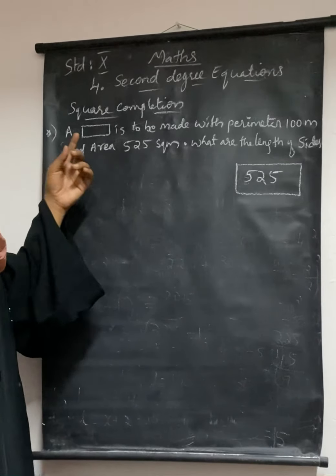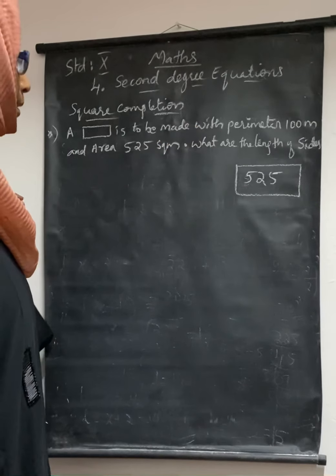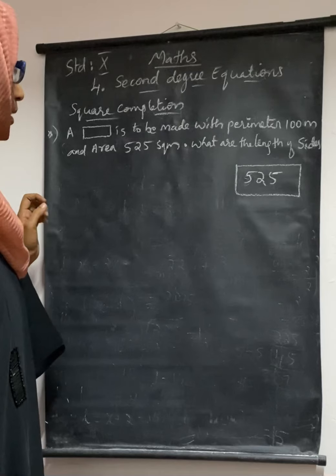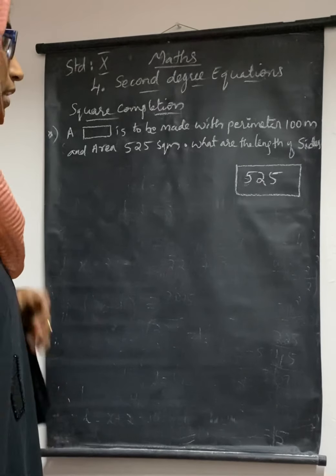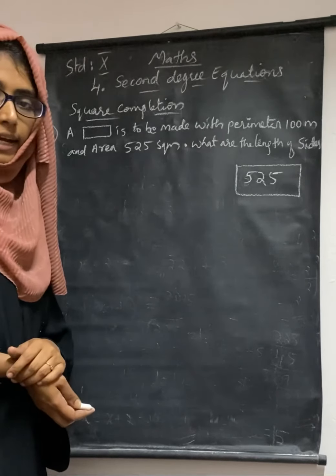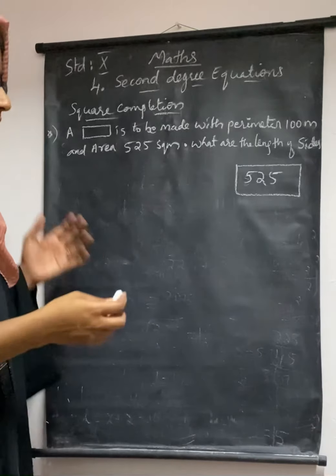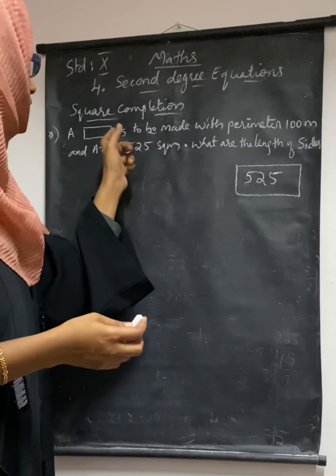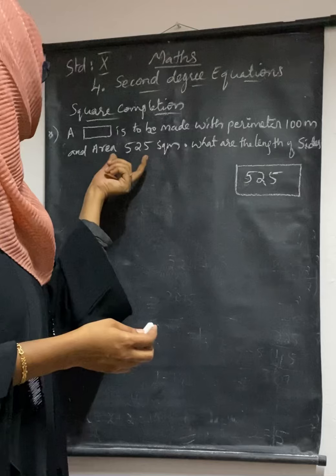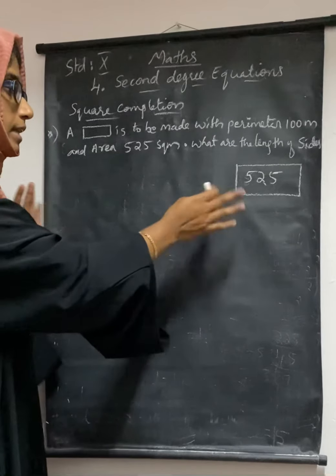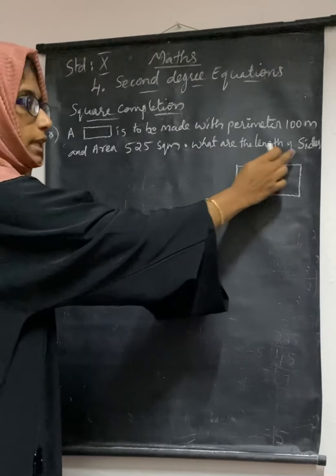Next problem: a rectangle is to be made with perimeter 100 meters and area 525 square meters. What are the lengths of the sides? Before, they had said something about the sides, like this many meters longer than that. But here they have just given the perimeter and area. They didn't say anything about the sides. We have to find out the lengths of the sides.